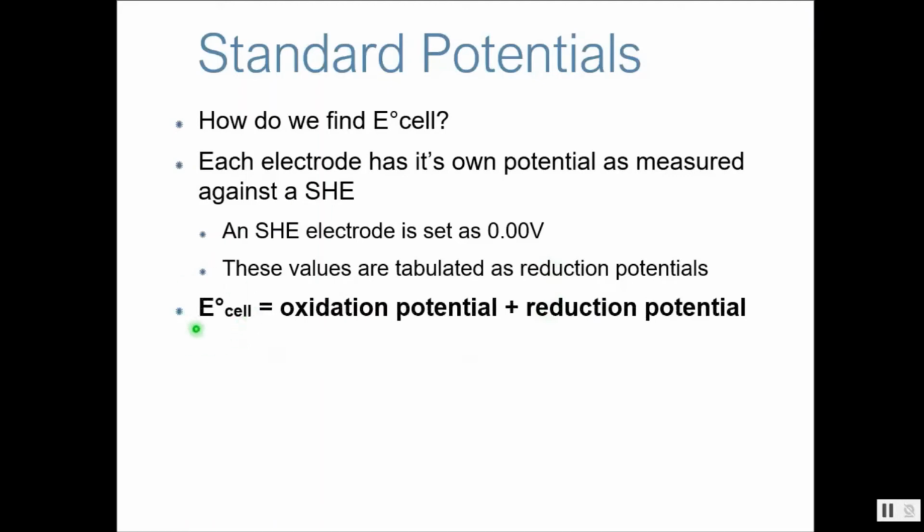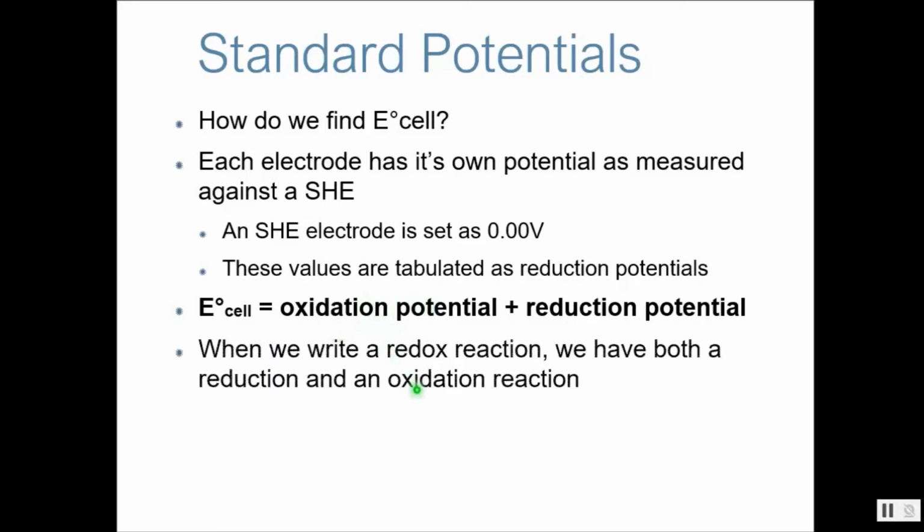To calculate the potential of our cell, we want to combine the potential for both the oxidation half reaction and the reduction half reaction. We run into a bit of a problem with this because the table gives us the reduction potential, not the oxidation potential. But if we reverse the reaction, then that would tell us our oxidation potential. And when we reverse reactions, we reverse the sign on the reduction potential. So we'll do a few examples of this.